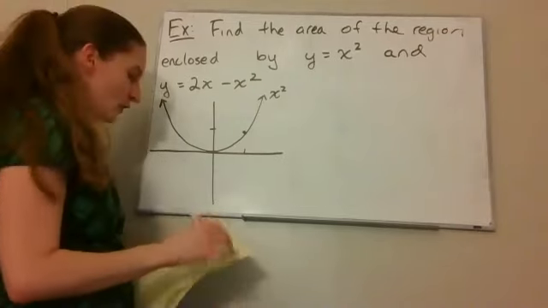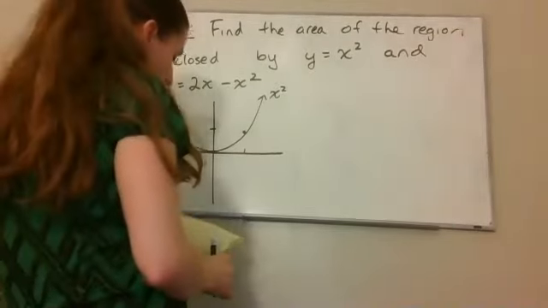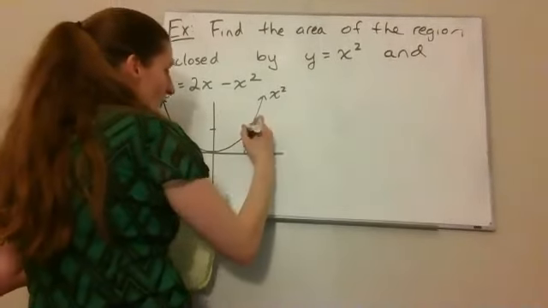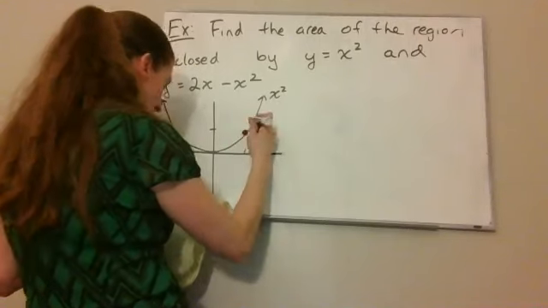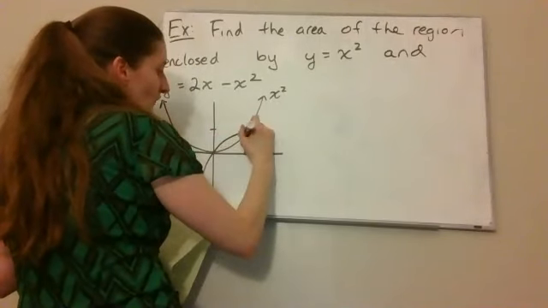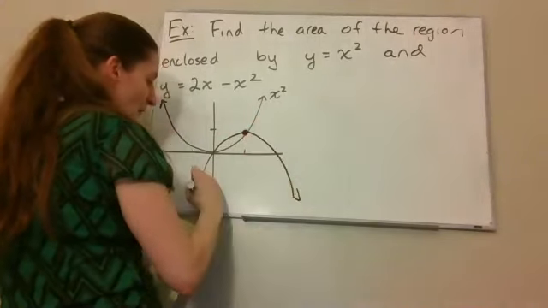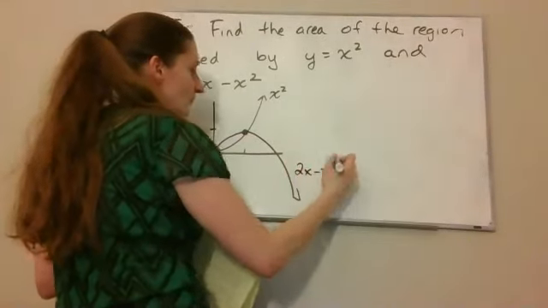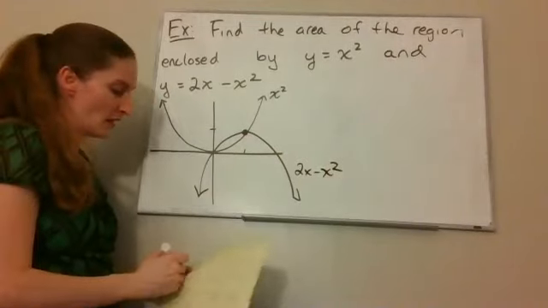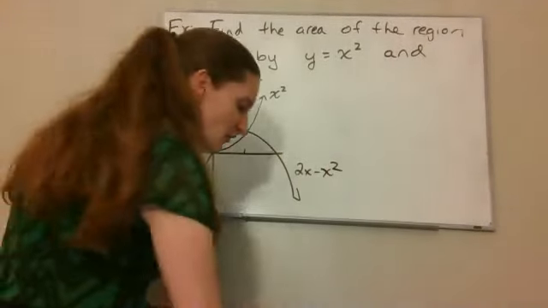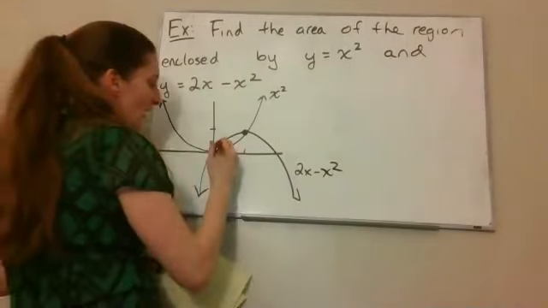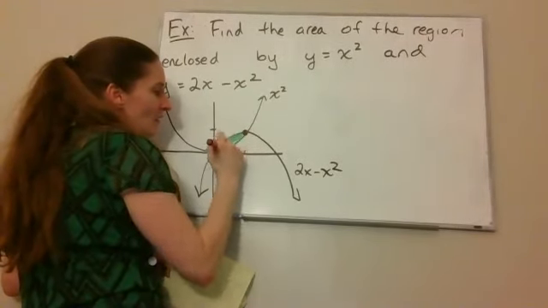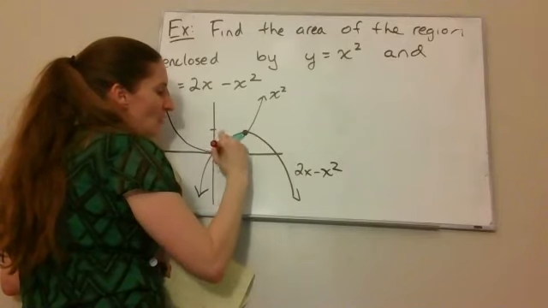And then we can also find the vertex using our pre-calc skills. The vertex of this parabola ends up being at 1, 1. And it opens downwards. It looks something like this. It's not perfect, but something along these lines. And so the area that we're trying to find is just this little bitty area right here that's in between these two curves.